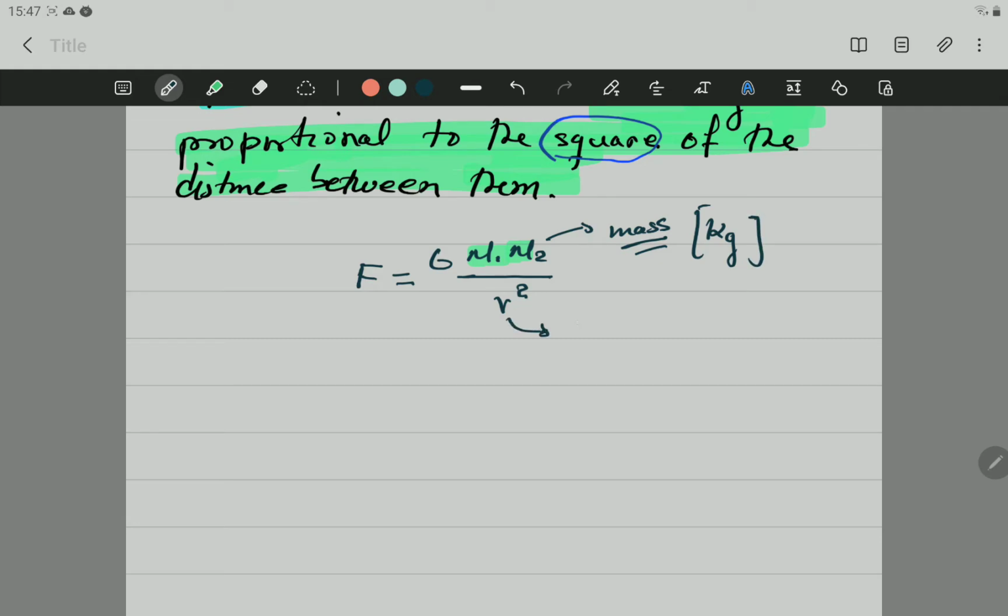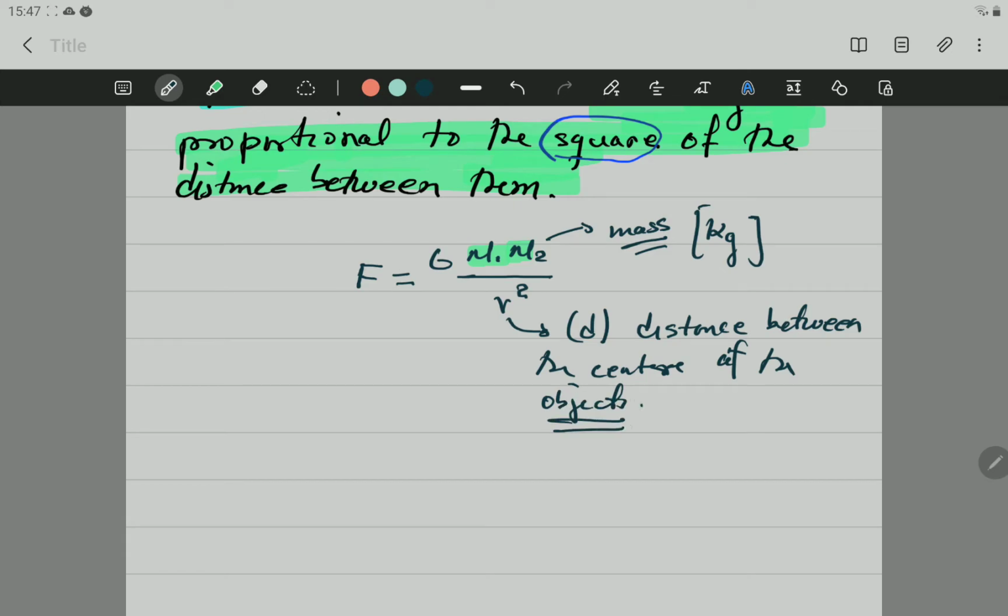r, which can also be written as d, it does not really matter, is the distance between the centers of the objects, and must always be expressed in meters. So be careful with this data.